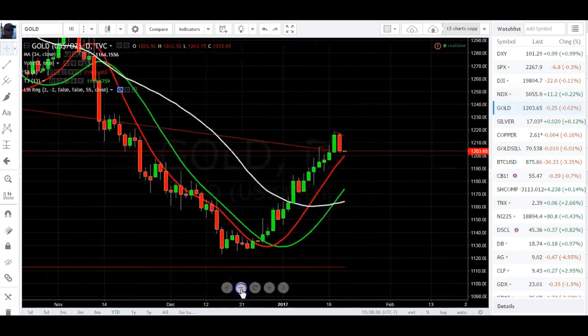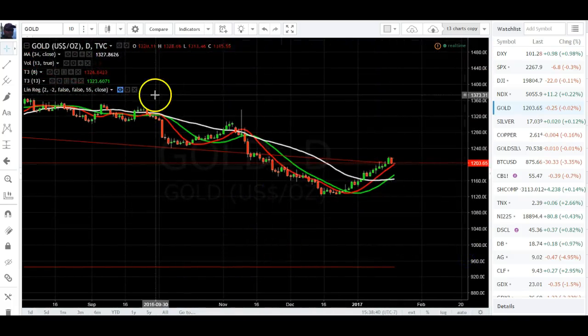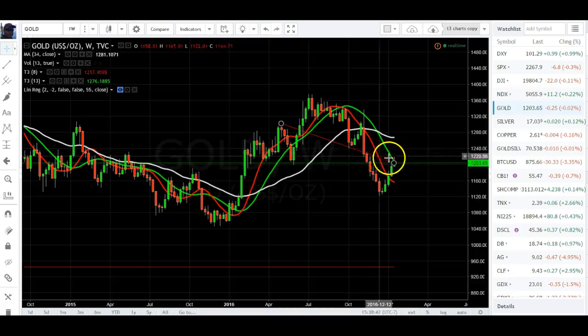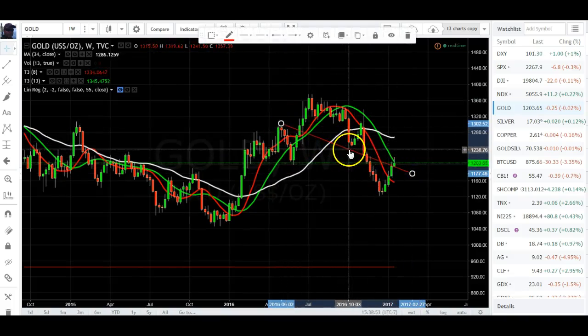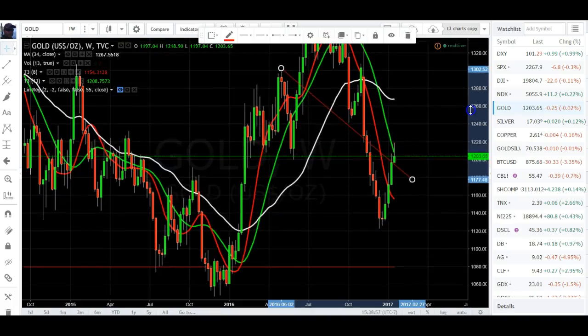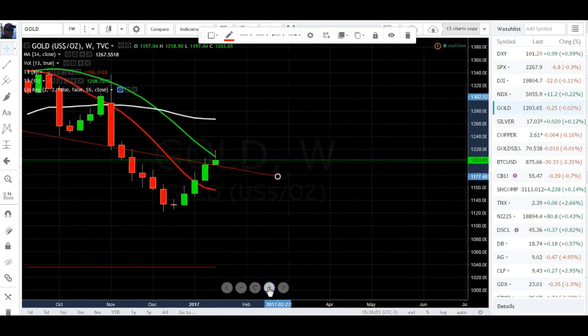But we did close above 1200, and basically the balance point, which keeps moving, I can't ever get it right, the opposing point is right at 1200. So let's see if support will hold.